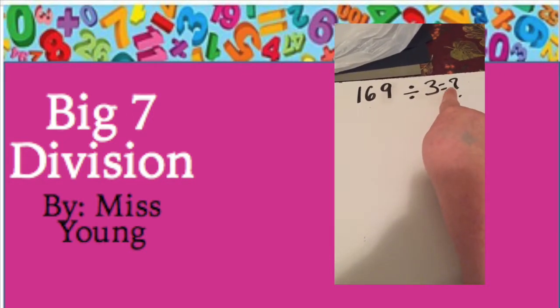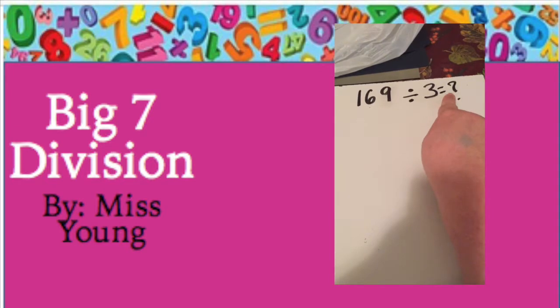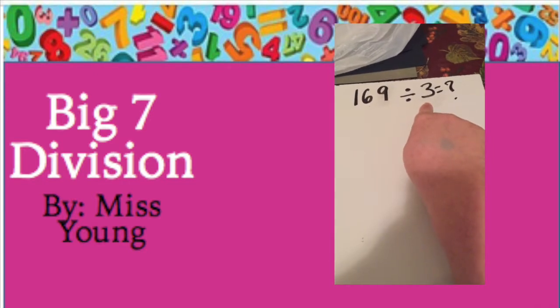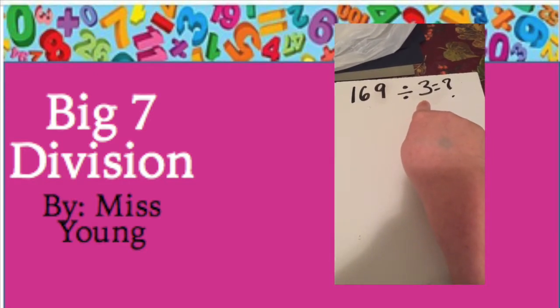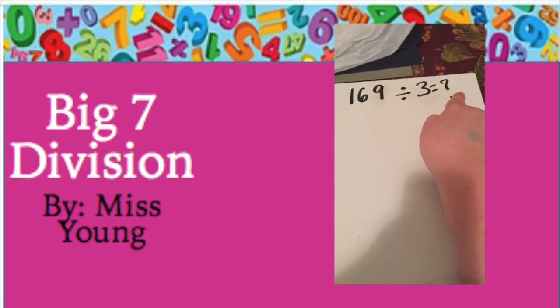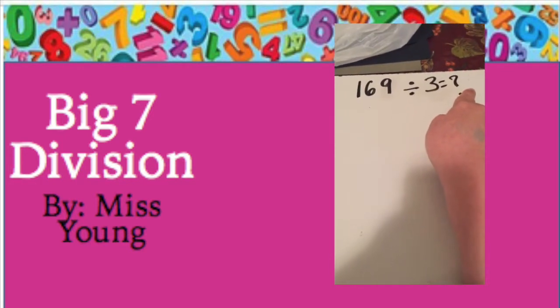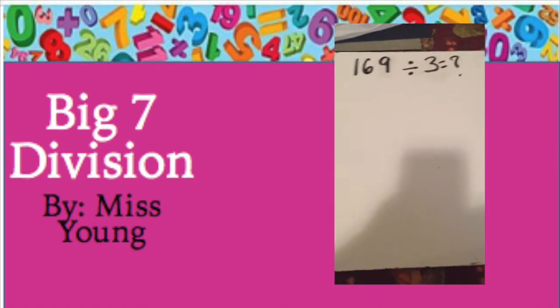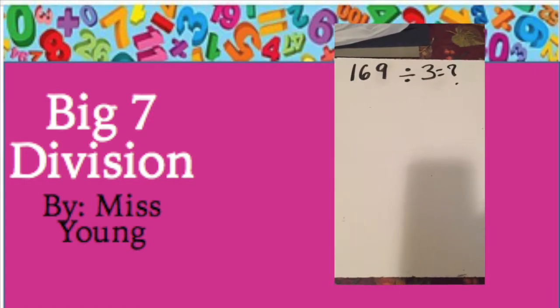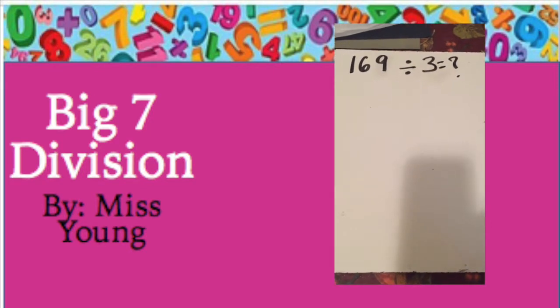So how many people are going to get a cupcake? That's my number of groups. So 169 is my total items. 3 is my number of total in each group, and then my quotient will be my number of groups. Today we're going to look at it that way as we walk through division. How many is going to be in each? How many groups am I going to have?